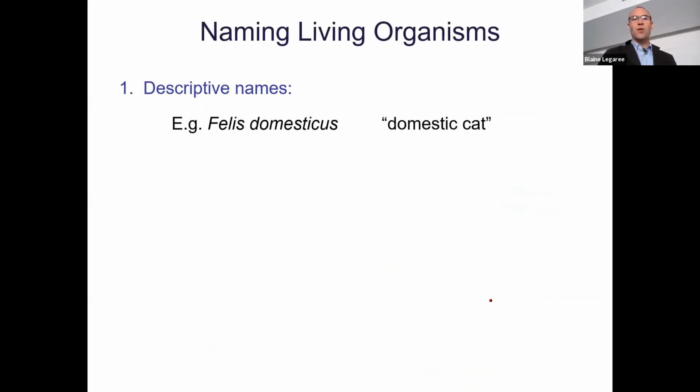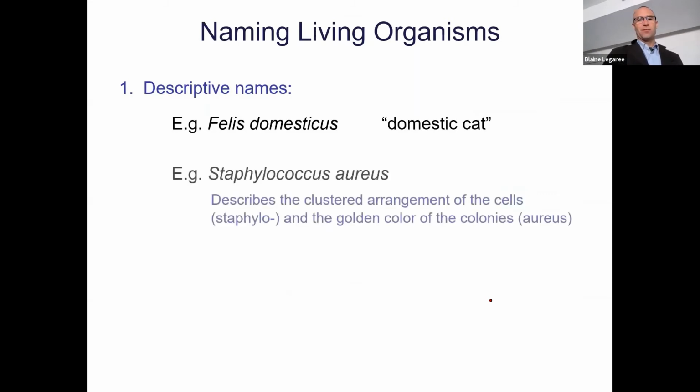So all the best names are descriptive. So we saw the descriptive name for a dog or a wolf. A cat, in case you're wondering, is the Felis domesticus, so it means domestic cat. We talked about Staphylococcus epidermidis. So here's another Staphylococcus. Remember, staph means cluster, and coccus means spheres. So we have clustered spheres like that.